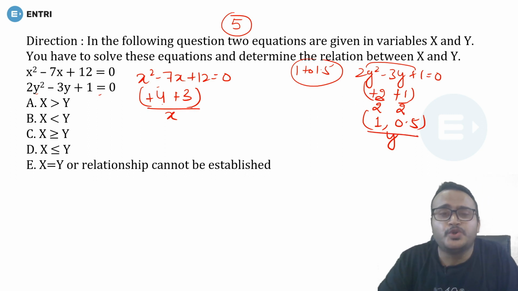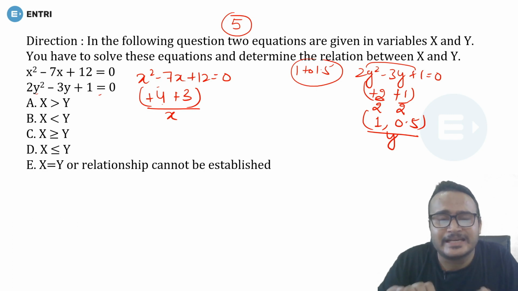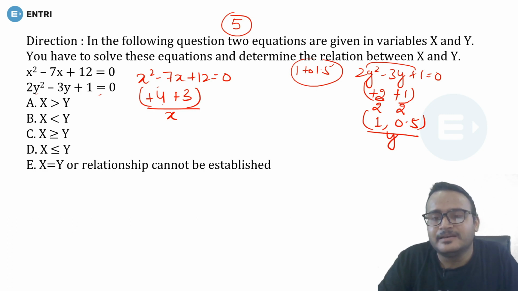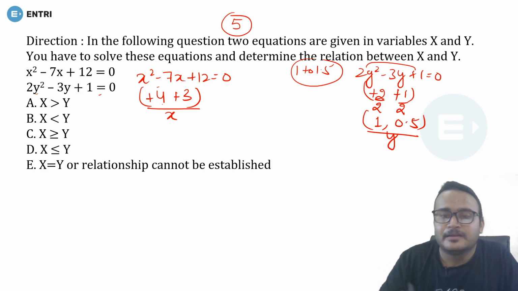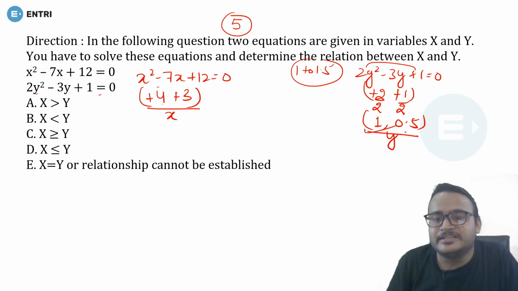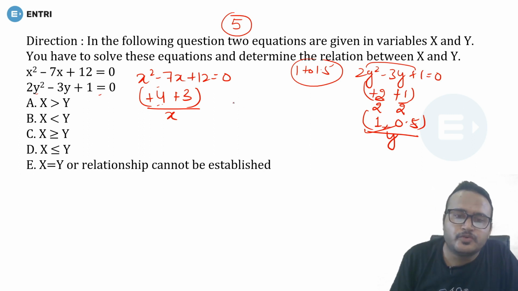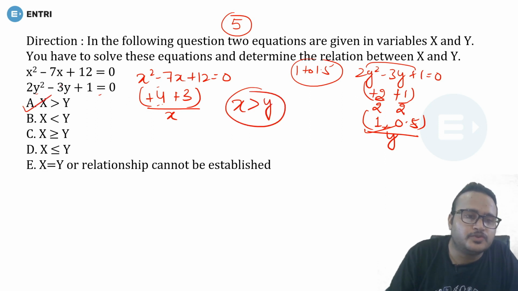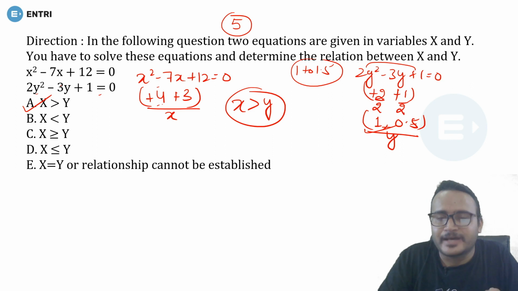So without doing any comparison, you can exactly see 4 and 3 are together greater than these values and individually greater than these values. Like 4 is greater than 1 and 0.5, and 3 is greater than 1 and 0.5 as well. So you can say x is greater than y at all. So guys, for this you mark A as your correct answer.